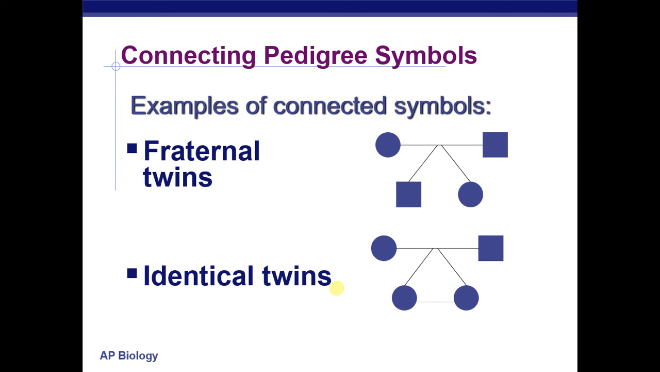Connecting symbols together shows some type of relationship. For example, if two symbols are connected by a horizontal line, they mean that they are having offspring. Here they have twins, and these are identical twins, so fraternal and maternal twins. So connecting a female and a male with a horizontal line like this shows that they are having offspring together.